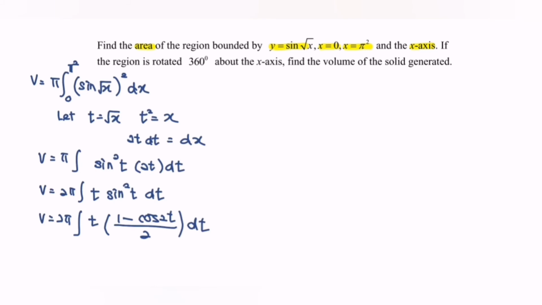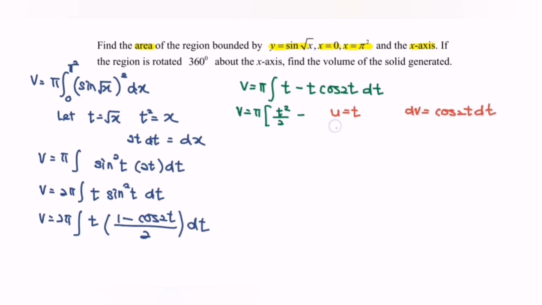Next, simplify, so V equals pi integrate, where we have to expand: t minus t cos 2t with respect to t. Now focus on the first part, where we integrate t, so we will have t squared over 2, minus, for the second part, using the by parts method. Let u equal t and dv equal cos 2t dt. Then du/dt is 1, and if we integrate dv, we will have v equals sine 2t over 2.